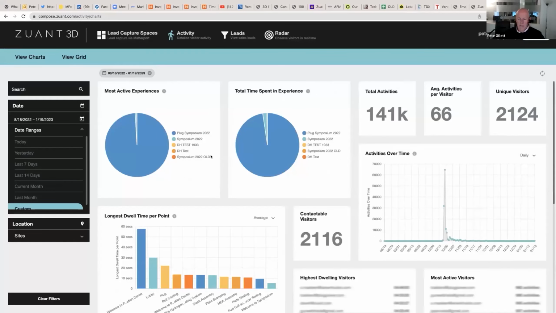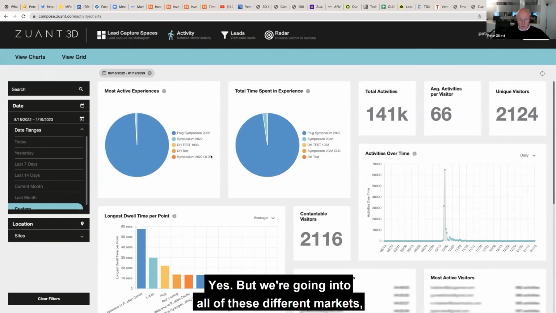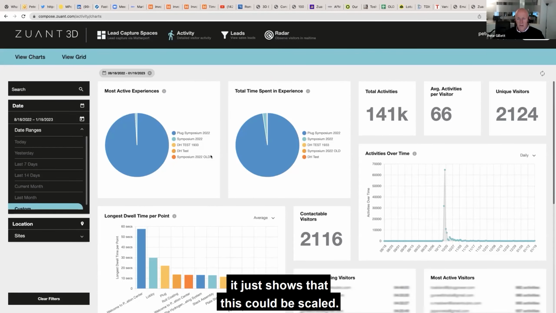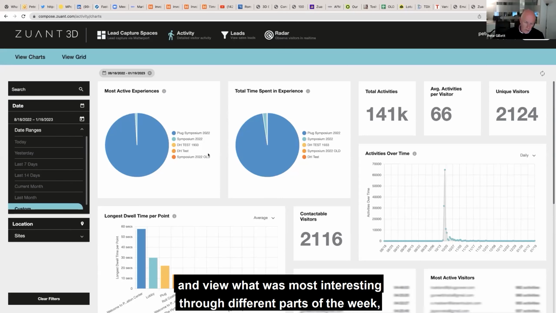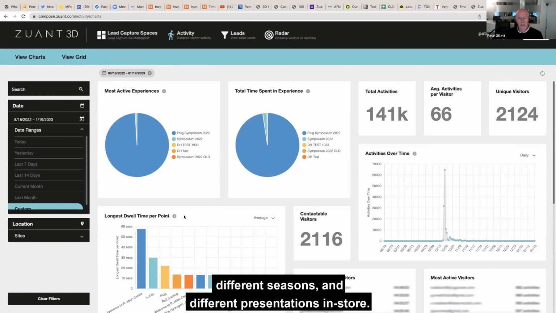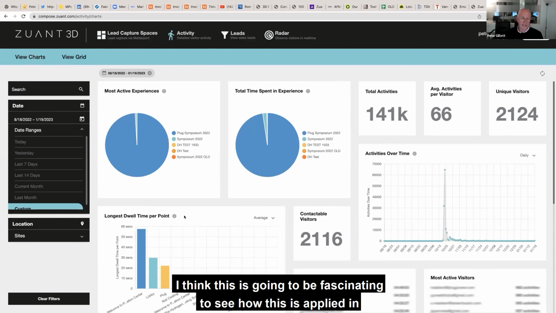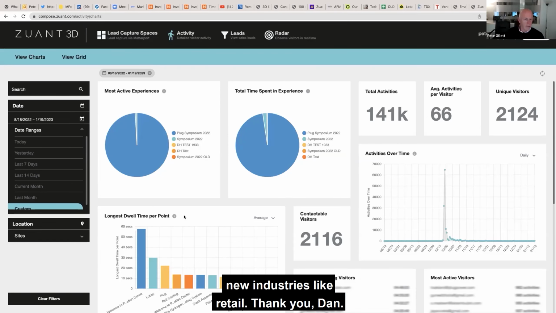So yes, where we're going into all of these different markets, it just shows that this could be scaled. So, for a large retail outlet, for instance, with hundreds of visitors on an hourly basis, then there's no reason why we couldn't use 3D to keep track of all those people and view what was most interesting through different parts of the week, different seasons, different presentations in store. So I think this is going to be fascinating to see how this is applied in new industries like retail.